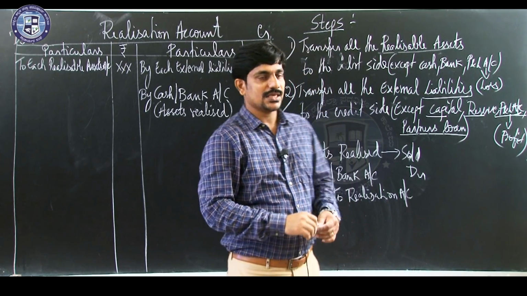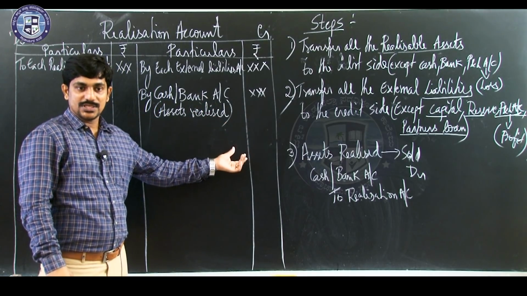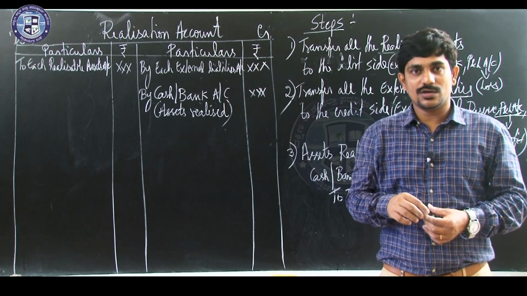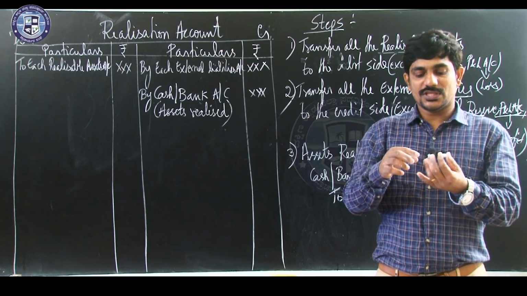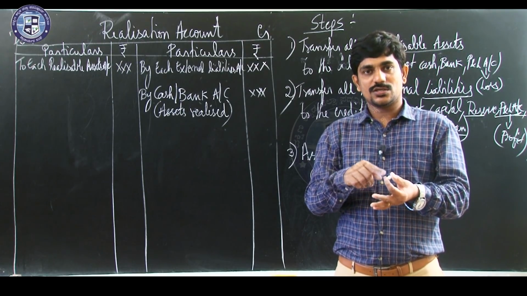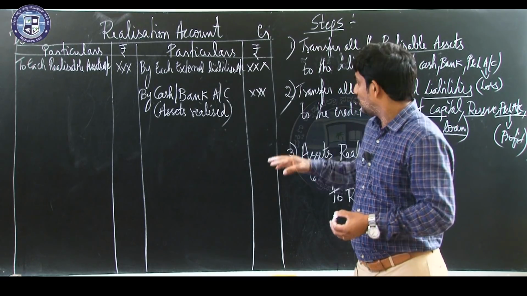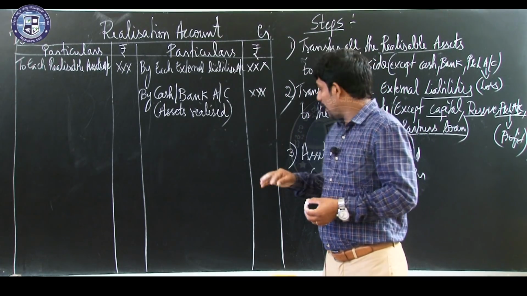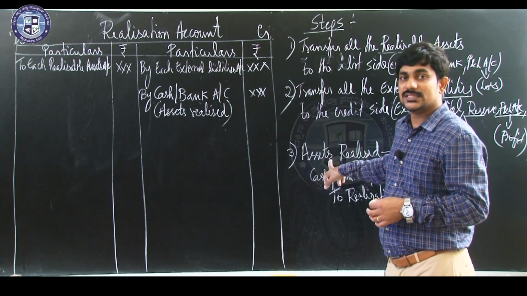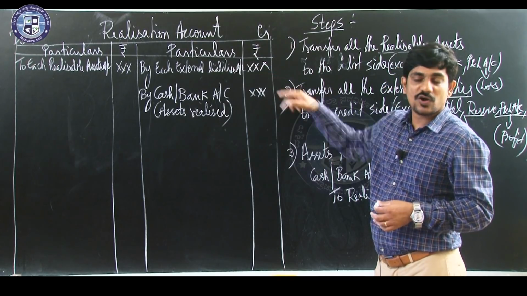Now sometimes in the problem there will be unrecorded assets, which are not recorded in the balance sheet. In the balance sheet they will give all the assets, for example machinery, furniture, building, stock, debtors, etc. Those are called recorded assets. Now sometimes they will give unrecorded assets realized also. For example, bills receivable is given in the adjustment, along with the recorded assets.